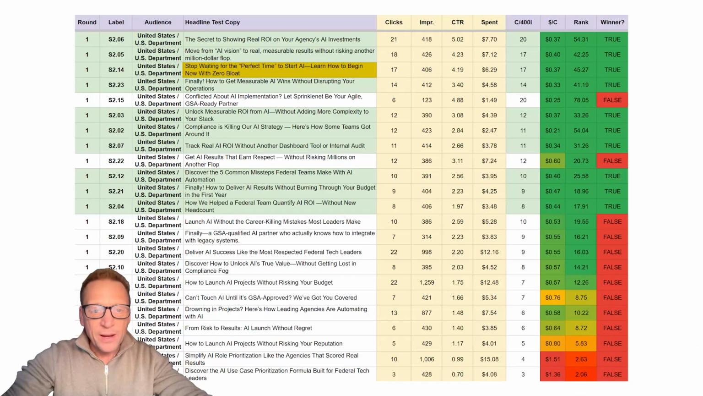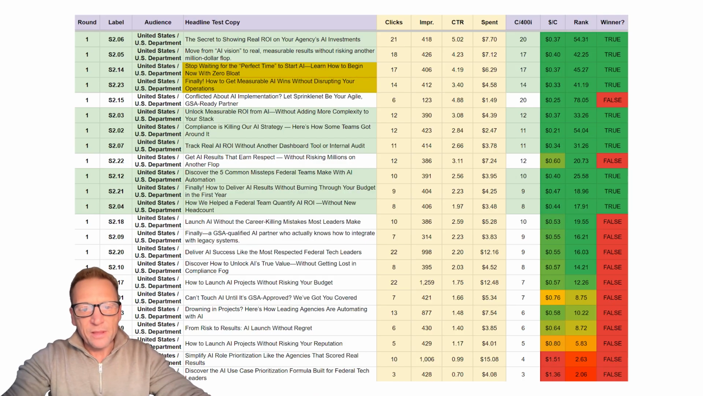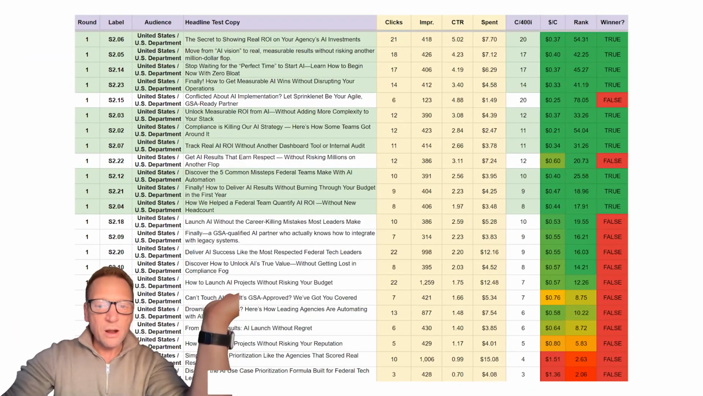You can see the "Stop waiting for the perfect time to start AI, learn how to begin now with zero bloat." Finally, "How to get measurable AI wins without disrupting your operations." That's what I mentioned at the beginning. Those big companies have this headache, right? They don't want to spend 10 years on a licensed ERP system and then tear everything down just to replace it with a new system. So that's really not a thing. You need to do this in a way that's not disruptive. So those are all good headlines.